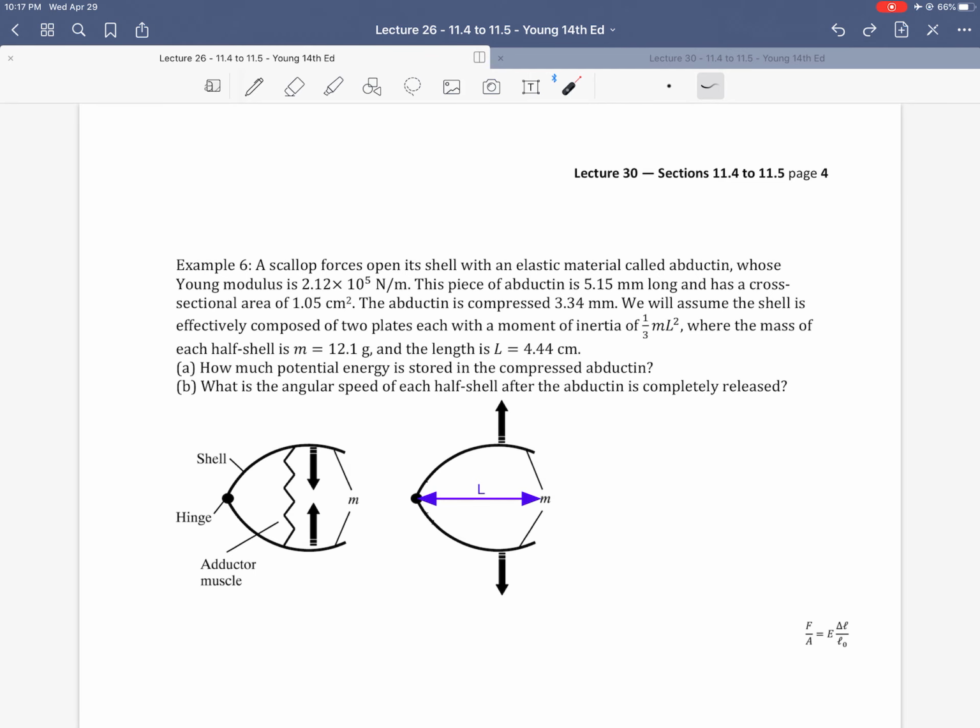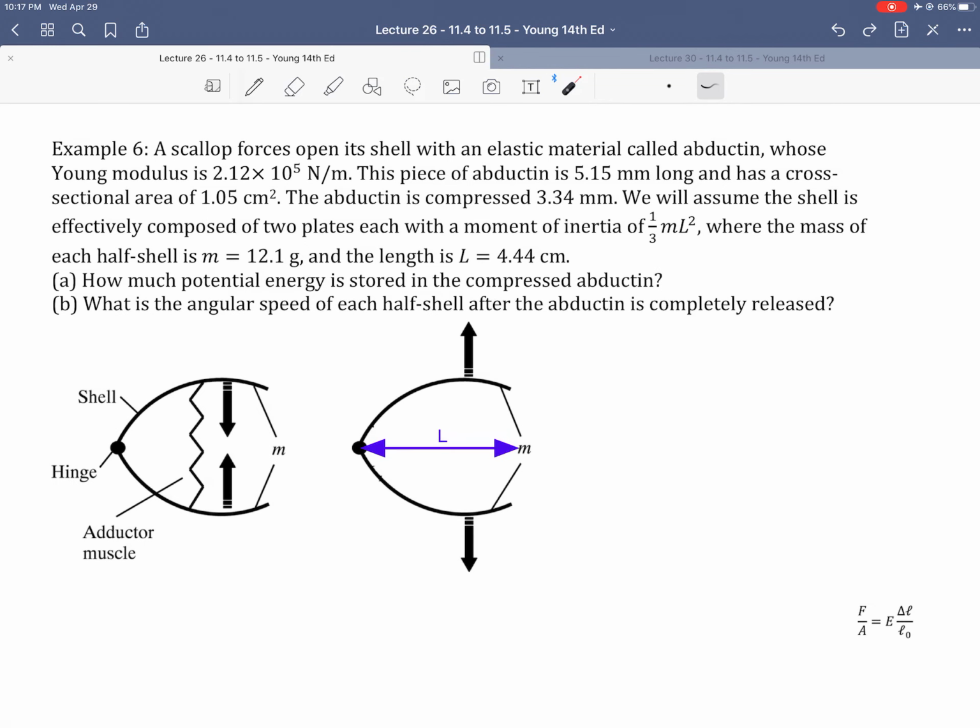All right. So now finally, example 6. This is a bit of a longer example. All right, so this one is based on a biological phenomenon. A scallop forces open its shell with an elastic material called abductin, that is the actual name of it, whose Young's modulus is about 2.12 times 10 to the 5th newtons per meter. This piece of abductin is 5.15 millimeters long, and I'll show where that is in the figure, and has a cross-sectional area of 1.05 square centimeters.